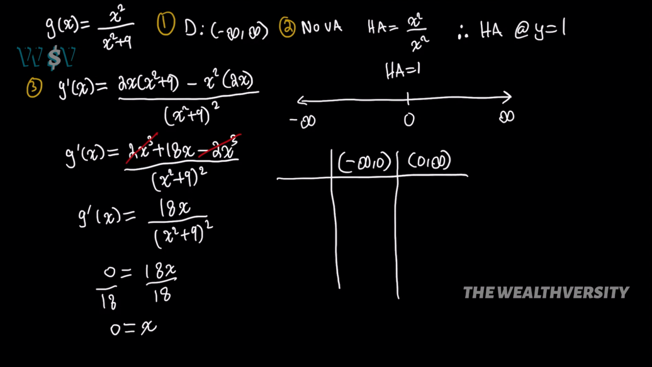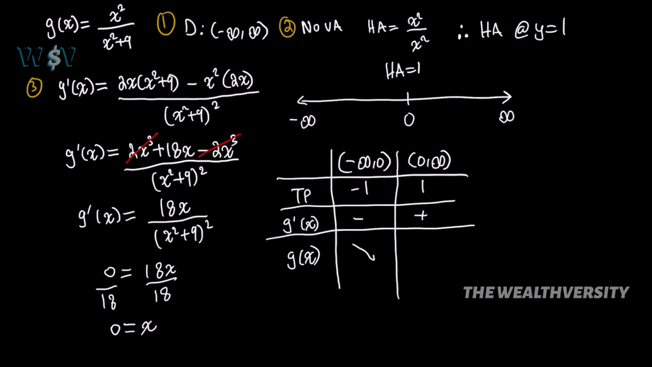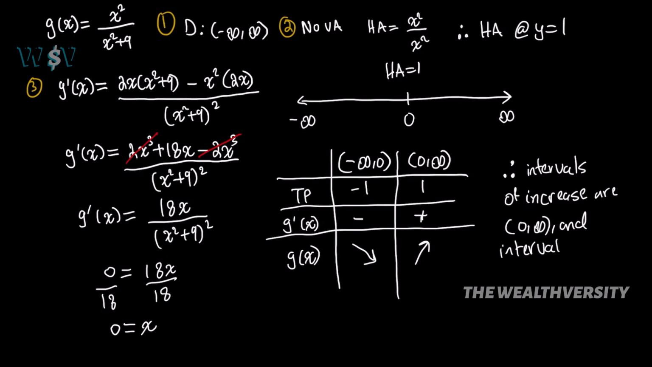Now we put 0 on the number line to find that our intervals are -infinity to 0 and 0 to infinity. We will use -1 and 1 as test points, and when we plug these into g prime of x, we get a negative value for the first interval and a positive value for the second interval, which means the function is decreasing on the first interval and increasing on the second. Therefore, the intervals of increase are 0 to infinity, and the intervals of decrease are -infinity to 0.